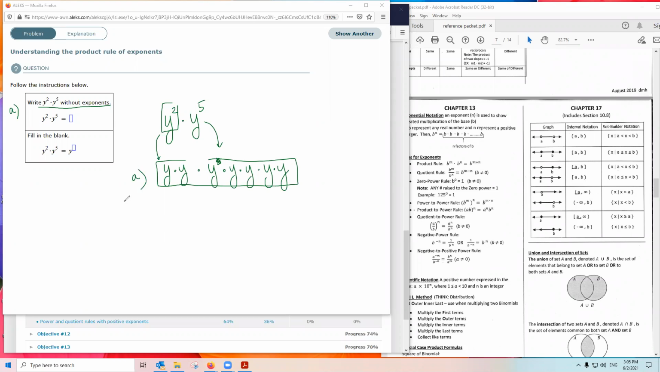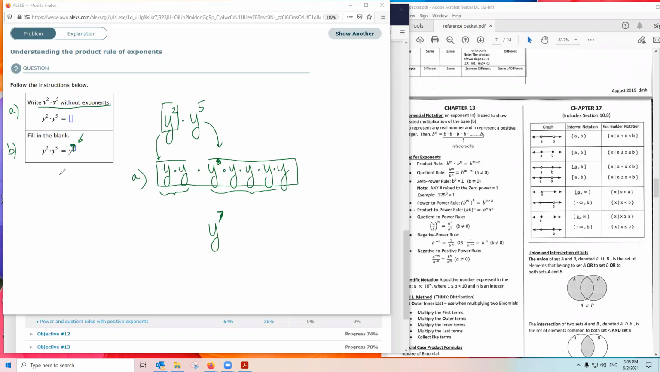They just want me to write out y times itself 7 times. I have 2 y's here and 5 y's there. So altogether, y is being multiplied by itself 7 times. Now in part B, they want me to put the exponent. If y is multiplying itself 7 times, that means I should write it as y to the exponent 7. So in this box for the exponent, I'm going to put the number 7.